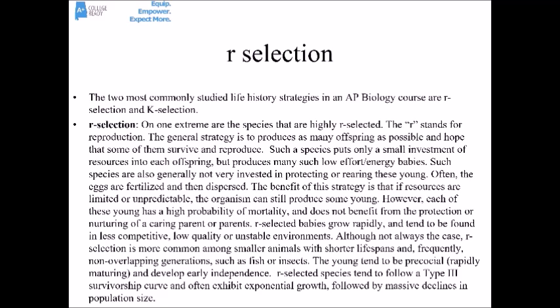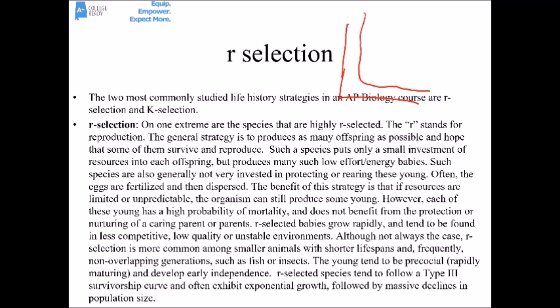The young tend to be born and then mature very rapidly. That's called precocial. They develop early independence. r-selected species tend to follow a type 3 survivorship curve, which again means that most of them die right after birth or maybe even before birth. A few live on to maximum life expectancy. So it's a type 3.